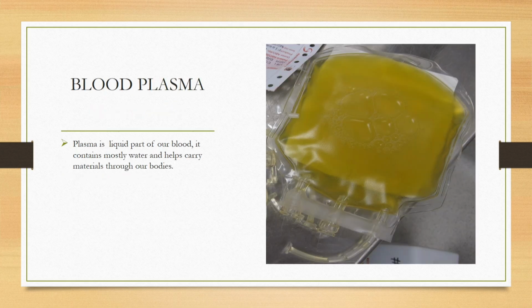Now we move to blood plasma. I guess I've heard of this. It's the famous one, the blood plasma. So plasma is a liquid part of the body. It contains mostly water and helps carry materials through our body. This plasma is simply found together with blood, and they move together with blood. It helps to carry different kinds of material in our body. Okay, that's all about plasma. Nothing much to know about this.